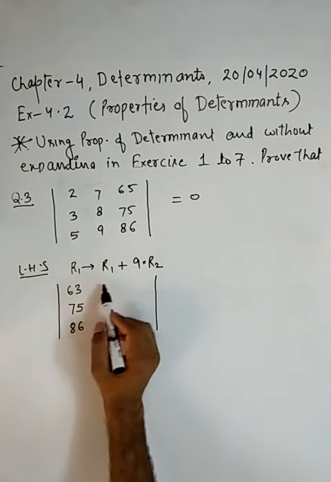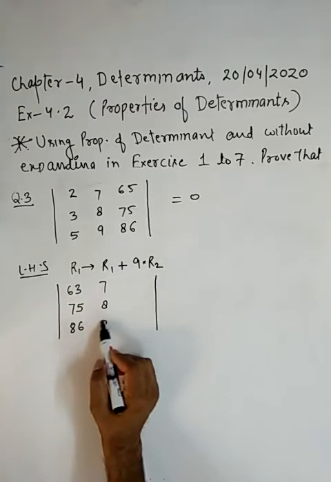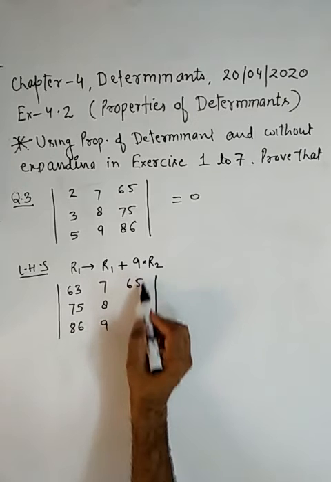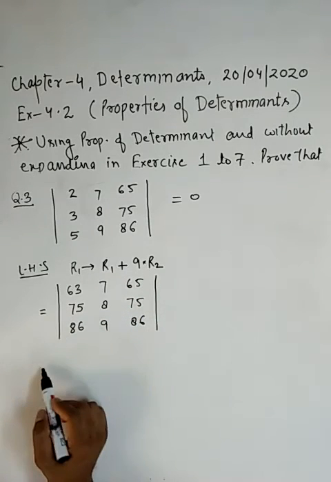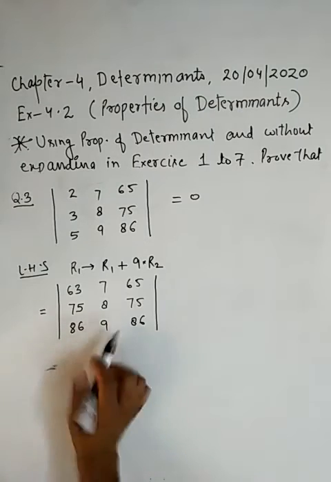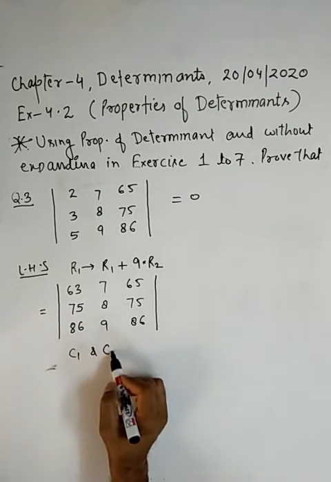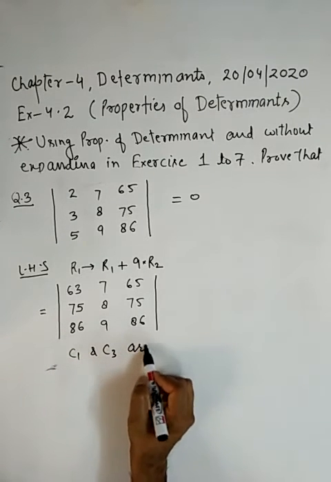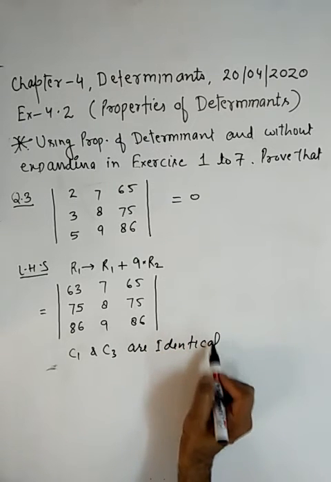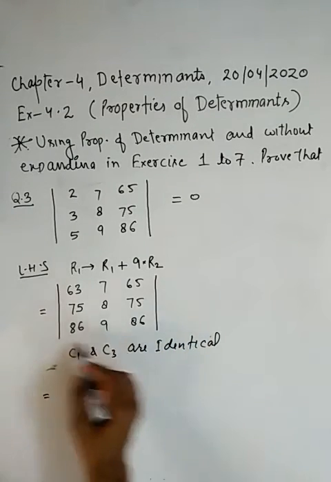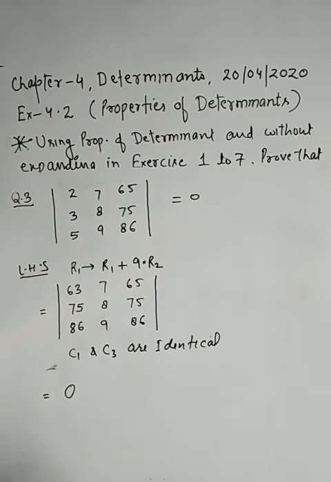Row 2 and row 3 remain same. 7 8 9 65 75 86. Here we see that column 1 and column 3 are identical. Therefore, the whole determinant is 0.